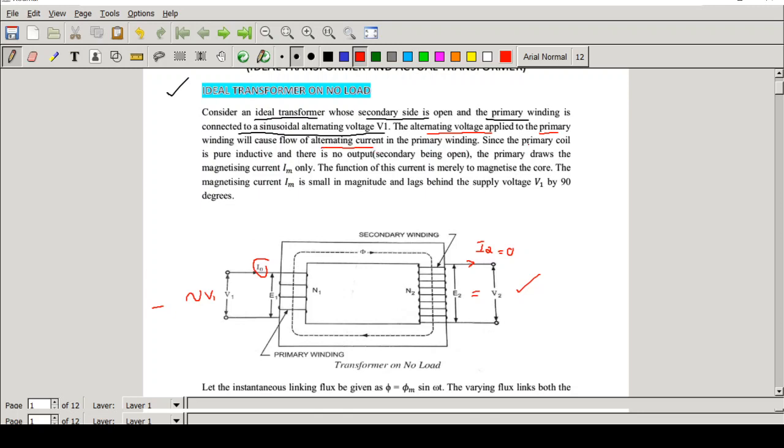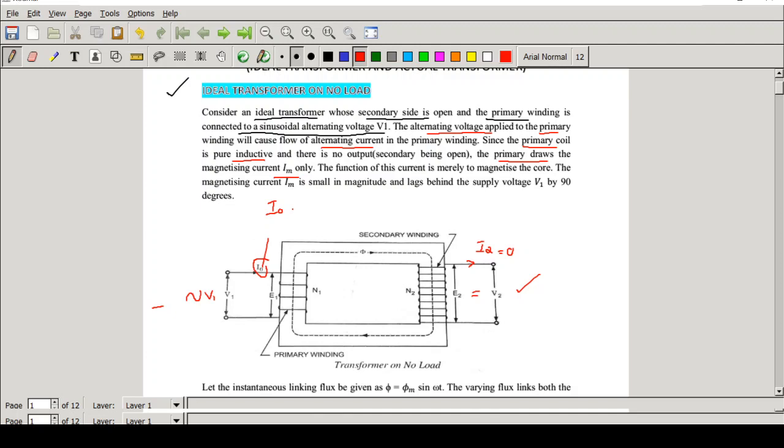Here we are considering the primary coil as purely inductive. What is the meaning of that? We assume that there is no resistance for the primary winding, so it acts as a pure inductive coil. And what about the current? The primary winding will draw the current Im. Under no load conditions, we usually indicate the input current as I0, which means the input current drawn by the transformer under no load condition.